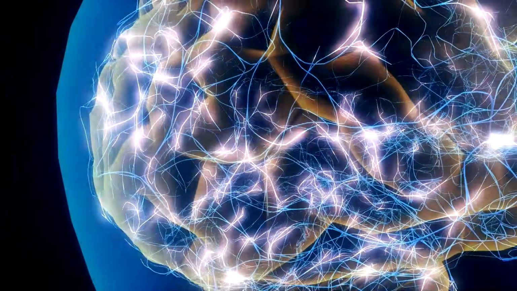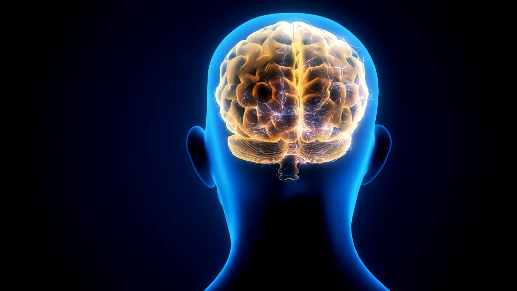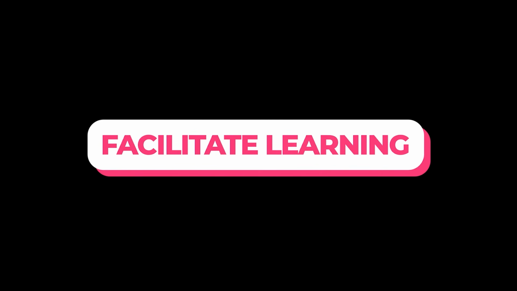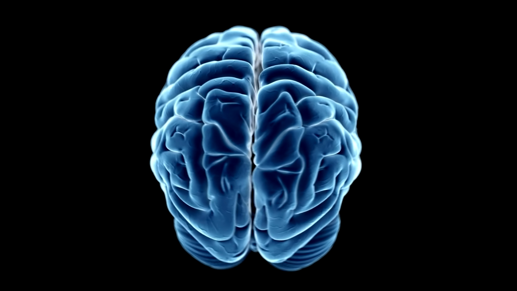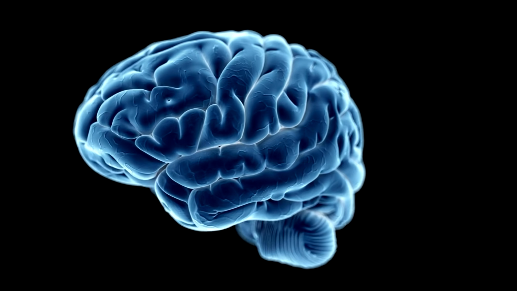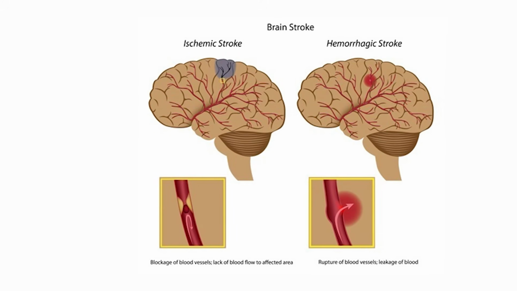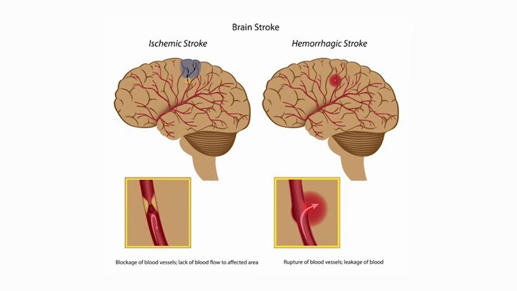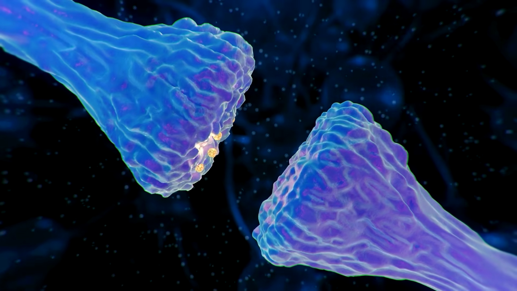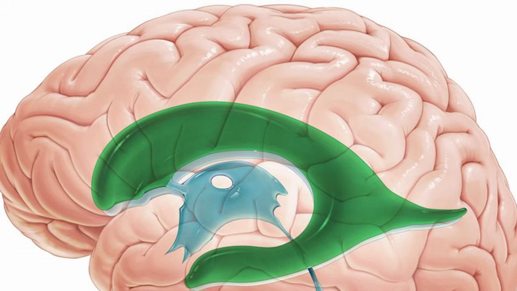For instance, sensory information received in one hemisphere can be shared with the opposite hemisphere to produce coordinated motor outputs. Facilitate learning. It's believed to play a role in the sharing of learning and memory processes between hemispheres. Redundancy and recovery. In cases of cerebral damage, like a stroke, to one hemisphere, the corpus callosum may facilitate compensation by transferring functions to undamaged areas in the opposite hemisphere.